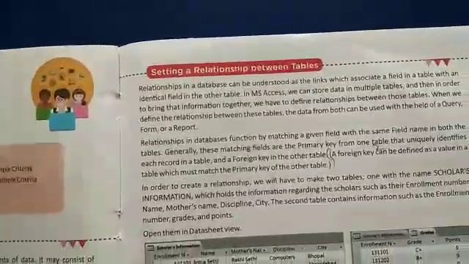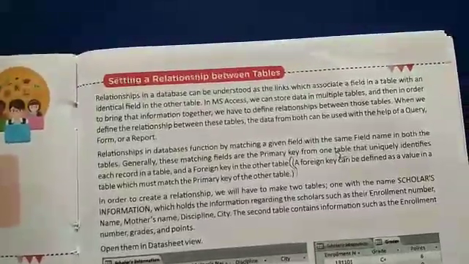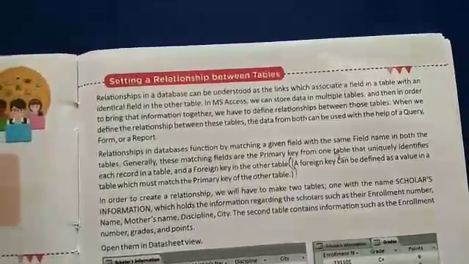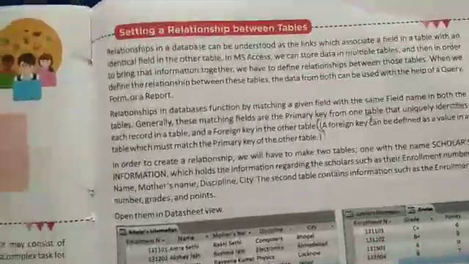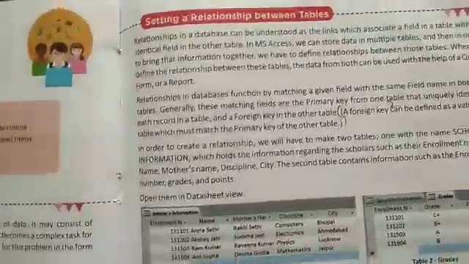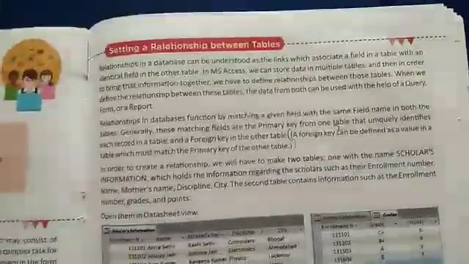In MS Access, we can store data in multiple tables, and then in order to bring that information together, we have to define a relationship between those tables. We have to establish a common link between the two tables so that we can get the result of the query from those tables.